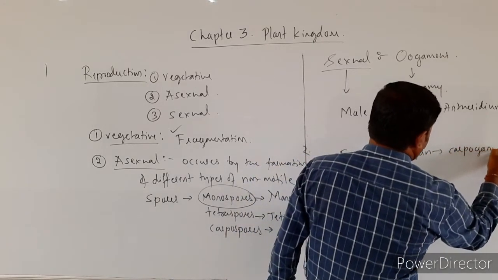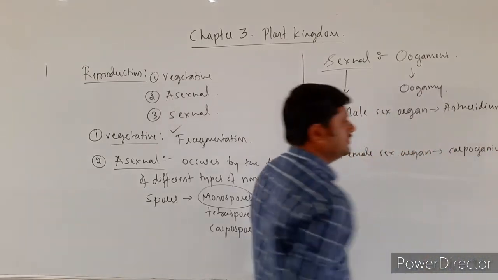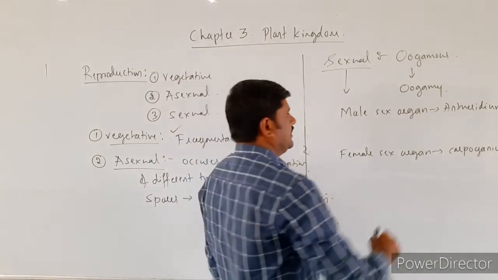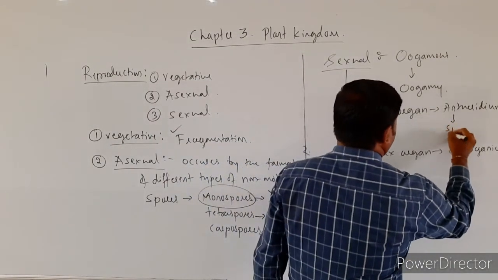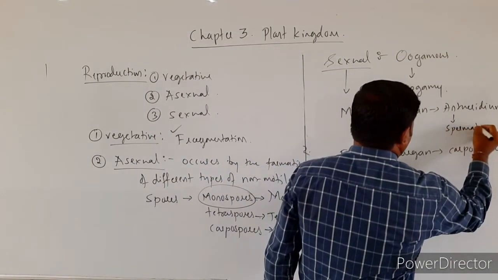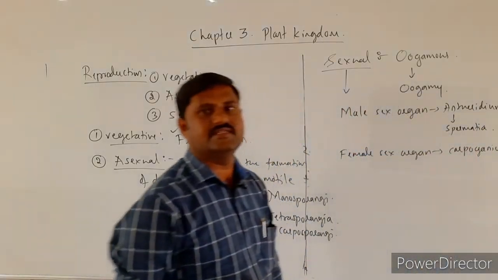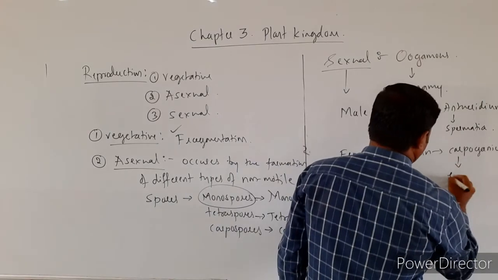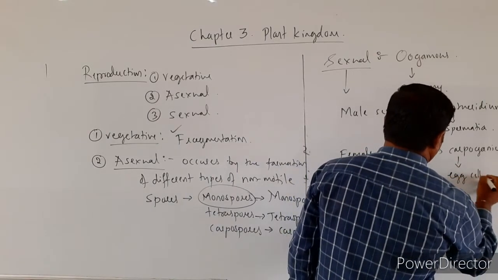Carpogonium is also formed over here. Antheridium and carpogonium. Antheridium forms spermatia. They are male sex gametes, right? And carpogonium forms the egg cell.